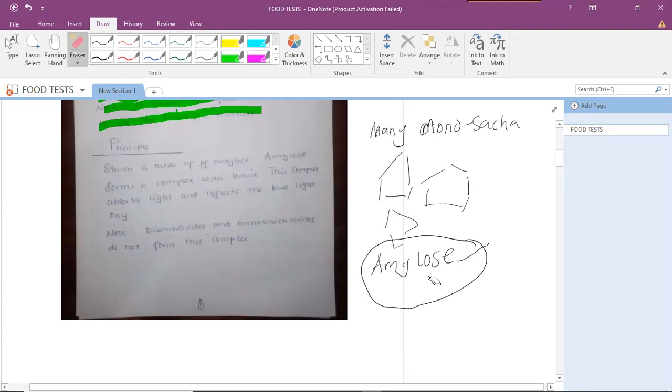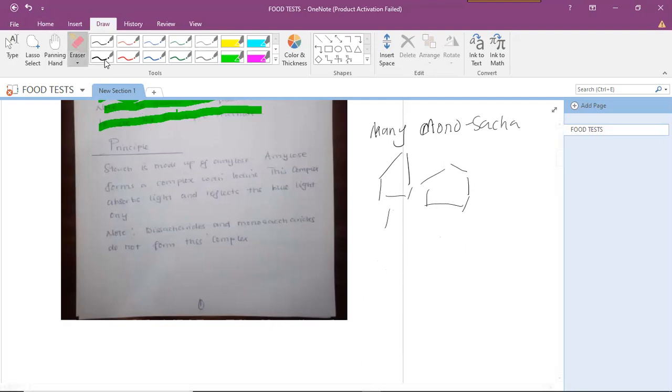So let me say amylose, which is the monosaccharide repeating units that are found in a polysaccharide like starch. So you have got amylose. Amylose combining with iodine creates an amylose iodine complex. So I've got your amylose plus iodine complex.